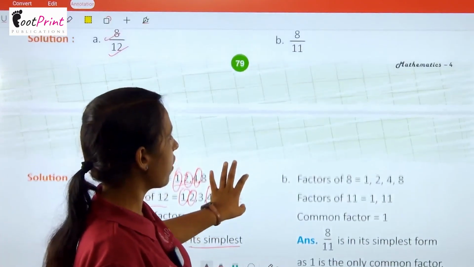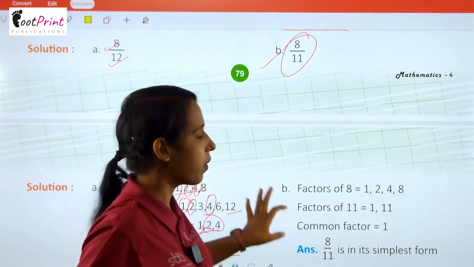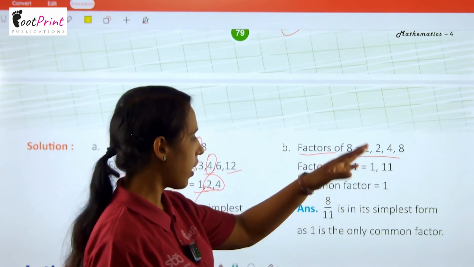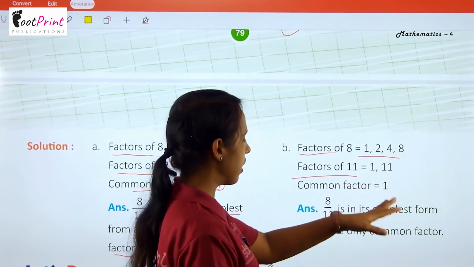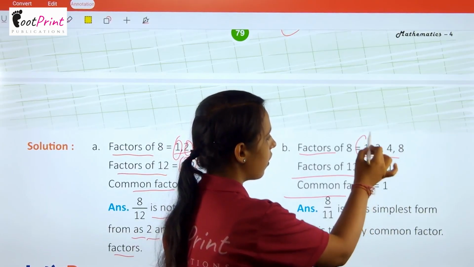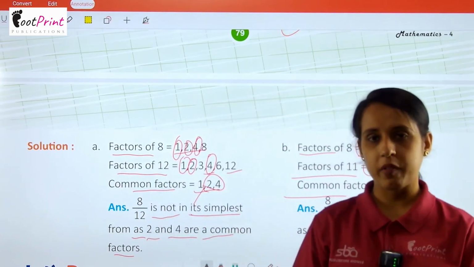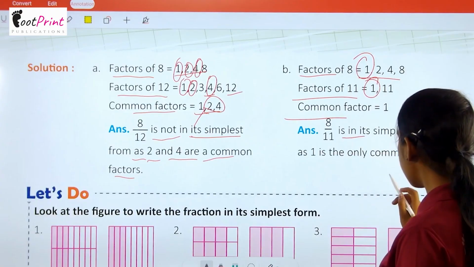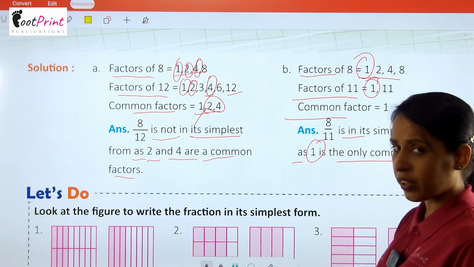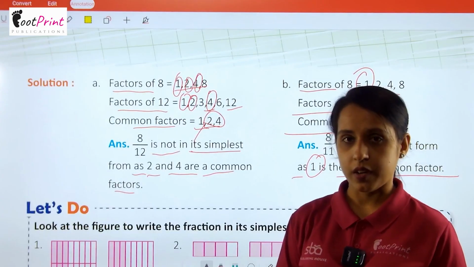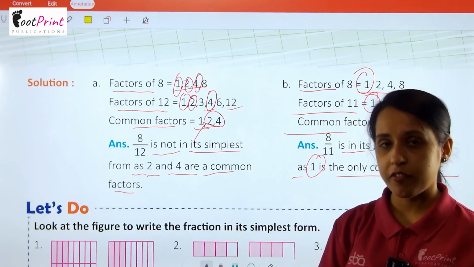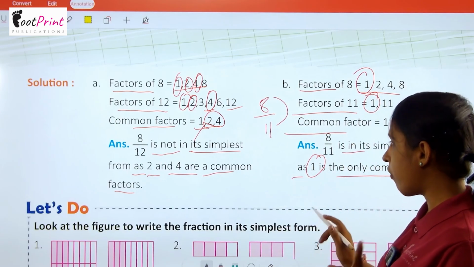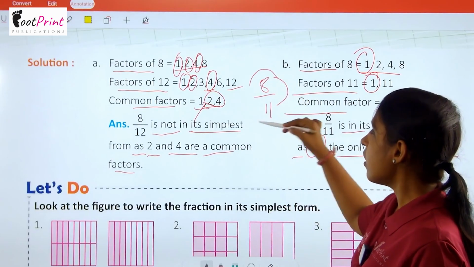Now move to the next example, that is 8 by 11. So here we have to write first, factors of 8 are 1, 2, 4 and 8, and factors of 11 are 1 and 11. So what will be the common factor here? 1. So here the only common factor is 1. So we can say that 8 by 11 is in its simplest form as 1 is the only common factor. तो यहाँ पर जो हमें दिया हुआ है 8 by 11 फ्रैक्शन, उसका न्यूमरेटर और डिनोमिनेटर का अगर हम कॉमन फैक्टर निकालते हैं तो वो 1 आ रहा है बस. It means we can say that it is in simplest form.